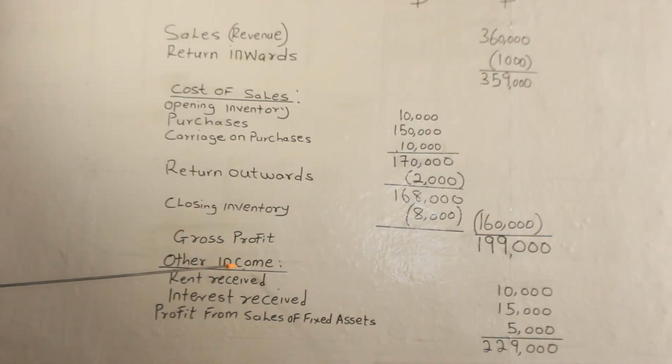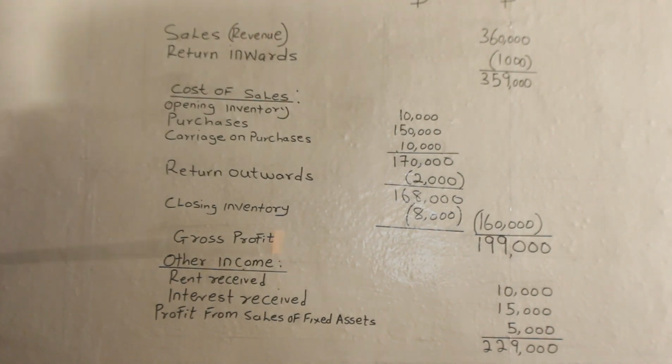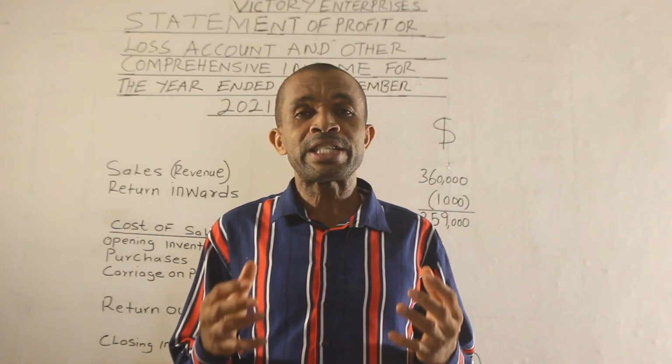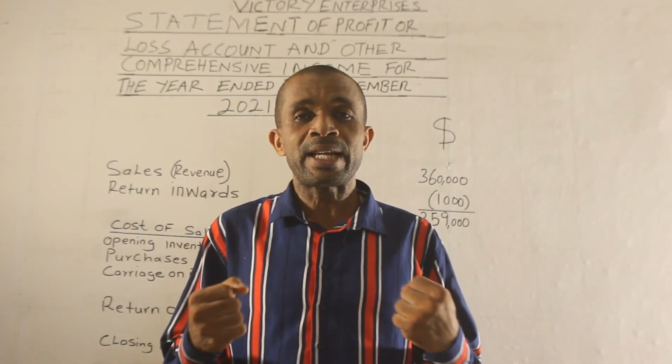Also in an exam, other income may not just be rent received, interest received, and profit from the sales of fixed assets. There might be many of them, up to 8 or 9. In some exams, you might just find only one. In some exams, you may not even find any. In such a situation, there will be no need for us to include other income. So from the explanation I have given now, it is clear that in answering an exam question, you should be flexible. Gross profit is a profit that is gotten by buying and selling.